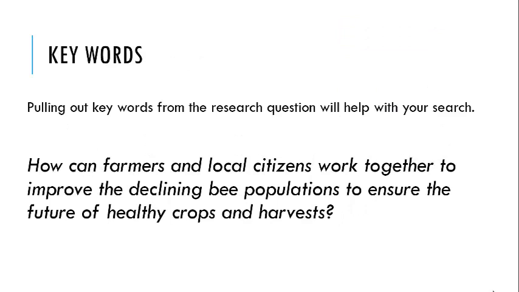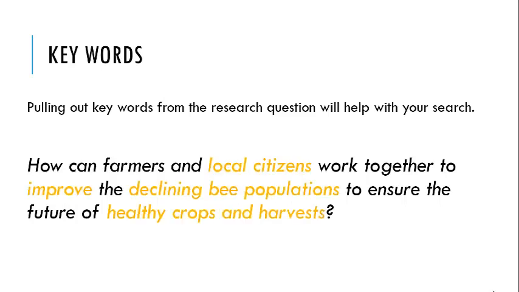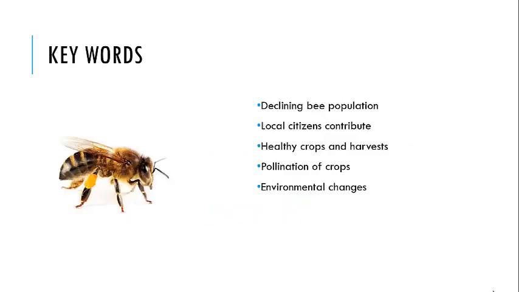Obviously, we can't type this question into our search bar, so we're going to have to pull out keywords from this question that will help us in our search and pull out some very important and specific terms that might help us locate some specific articles. Here I've highlighted some terms and phrases that might be helpful in our search. We have declining bee population, local citizens and how they can contribute, healthy crops and harvests, pollination of crops, and environmental changes. These are all other ideas we might want to explore when we start searching the database.